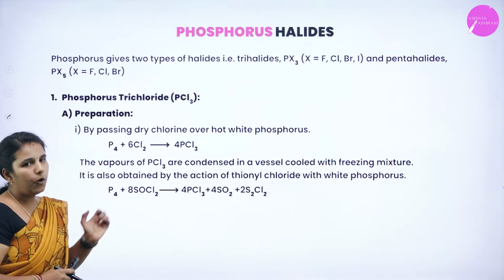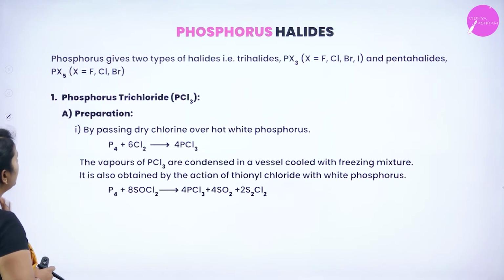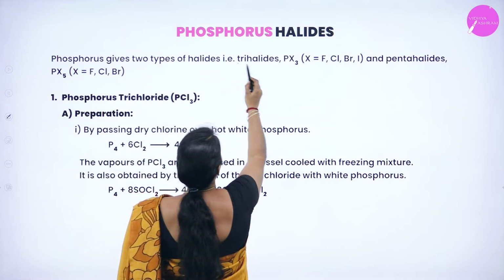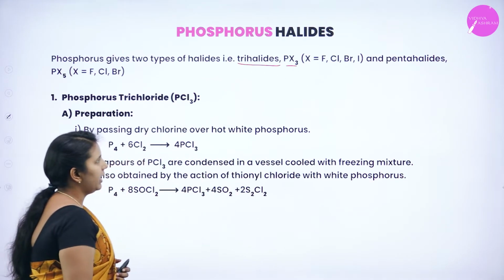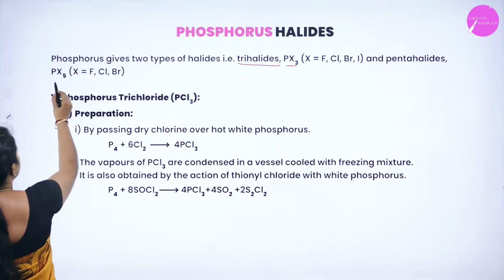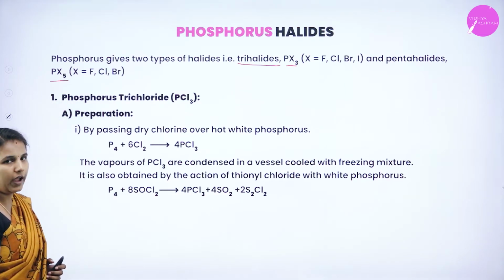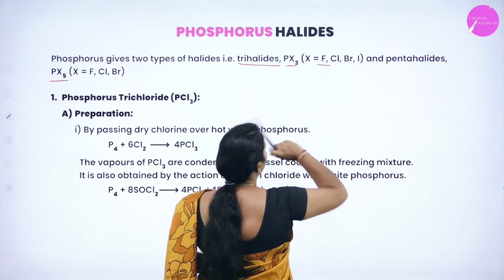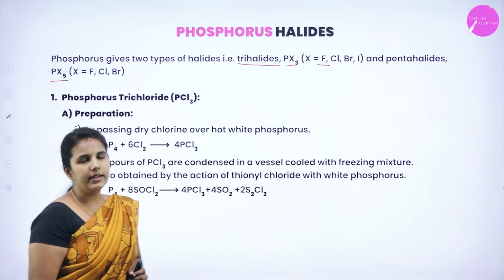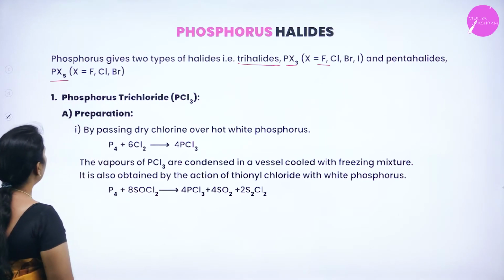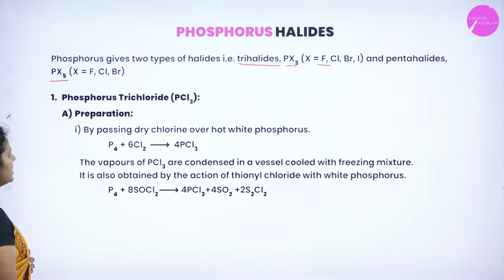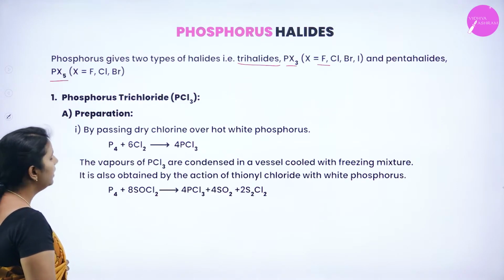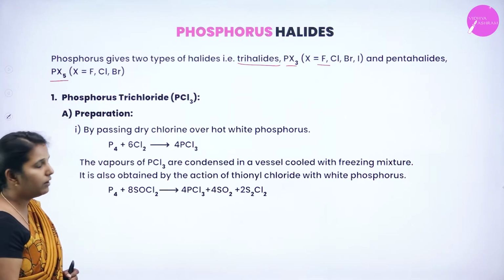Next we have phosphorus halides. Phosphorus gives two types of halides. One is trihalides, represented as PX3, and the other is pentahalides, represented as PX5. Remember, in PX3, X stands for fluorine, chlorine, bromine or iodine, which are nothing but halogens. Similarly here also, X stands for fluorine, chlorine, bromine or iodine. These are nothing but halogens.